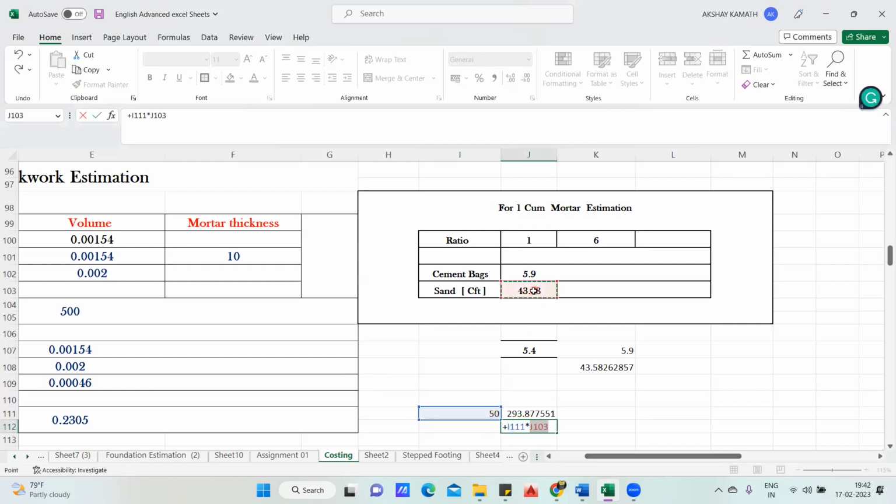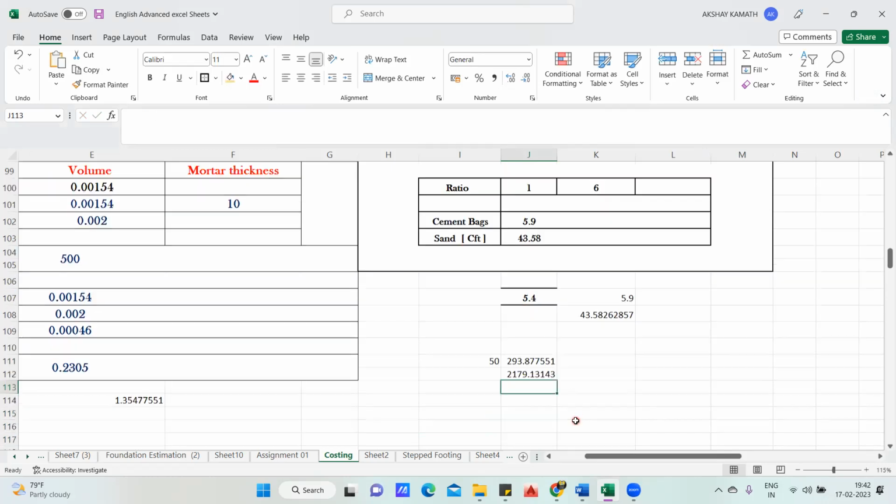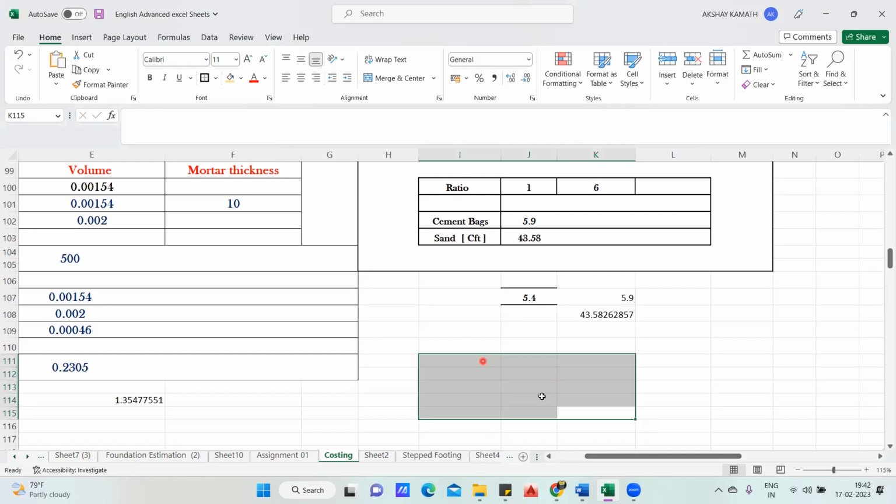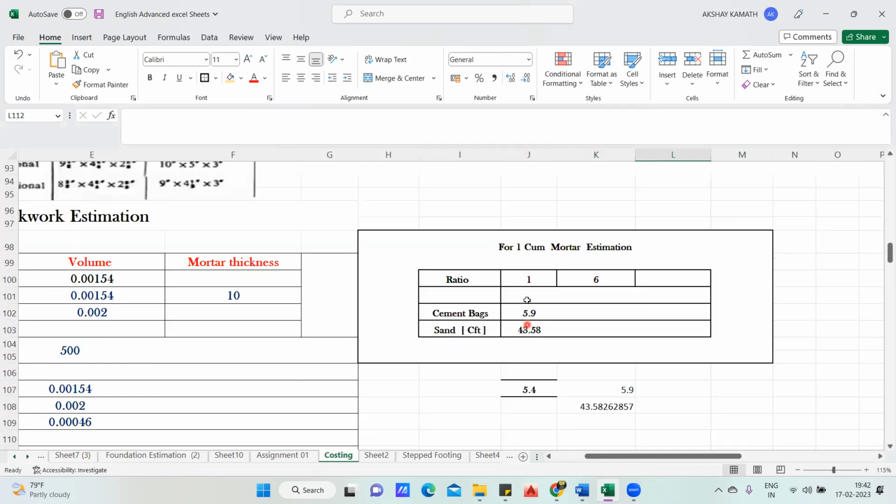multiplied by 43.58. So if you remember this 5.9 and 43.58, if you go anywhere and if somebody asks you a question, you can directly answer this. Okay, if you don't remember this, again you have to do all this calculation. So instead of that, try to note down this. If it is for 1:6, I require 5.9 bag of cement and sand is 43.58.